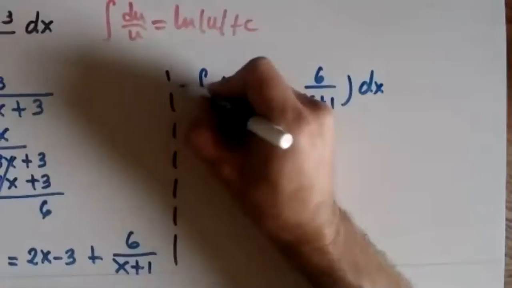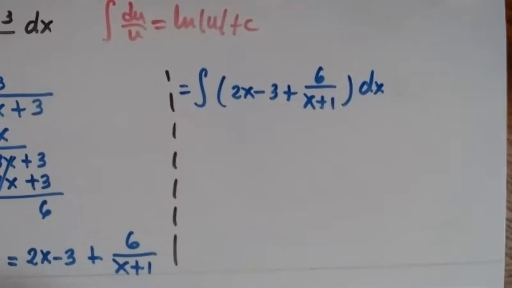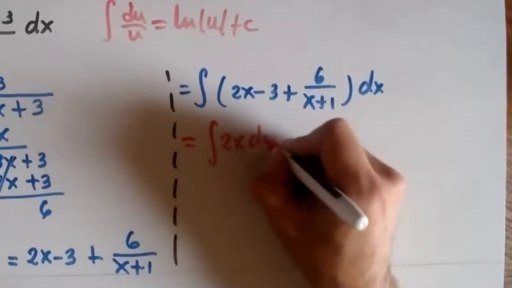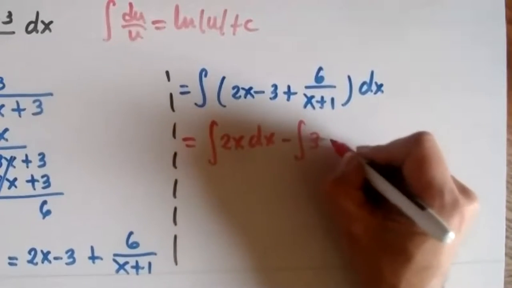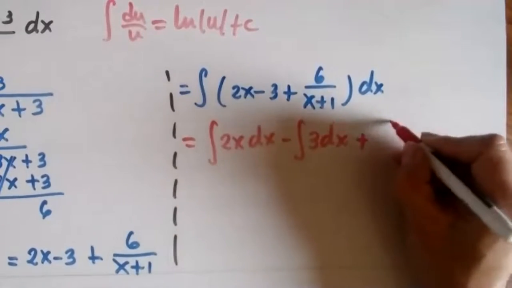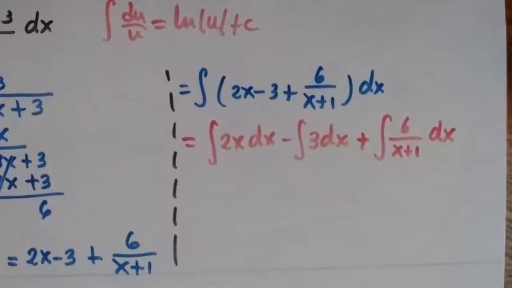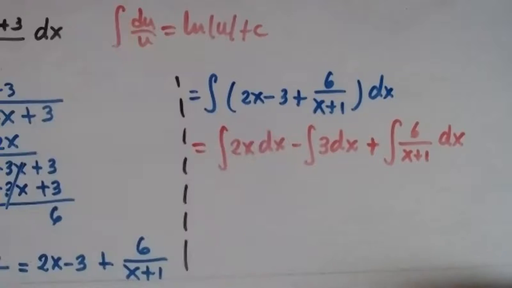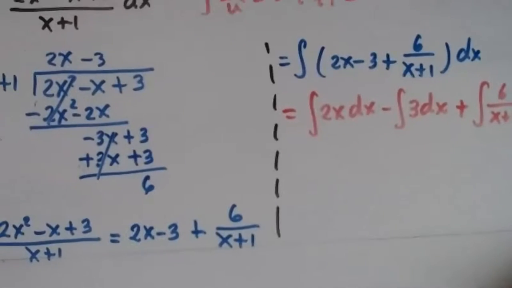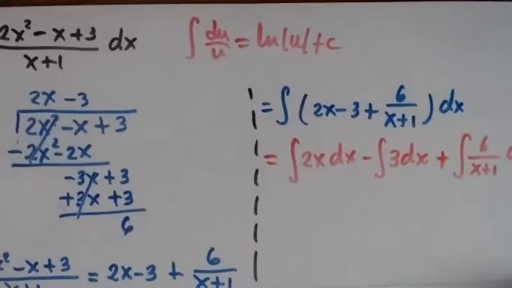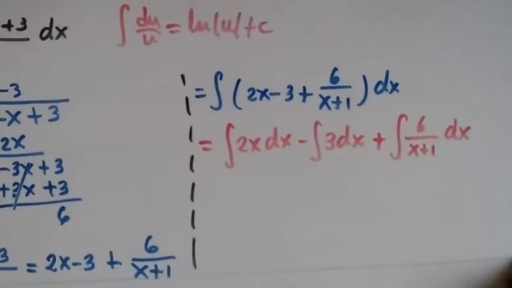And then now I'm going to use my calculus. My calculus is going to be the integral 2x dx minus the integral 3 dx plus the integral 6 over x plus 1 dx. Correct? So the part in red is the calculus, the part in blue is my algebraic manipulation. So I did all this to find that this expression can be split like this. I did not do any calculus.